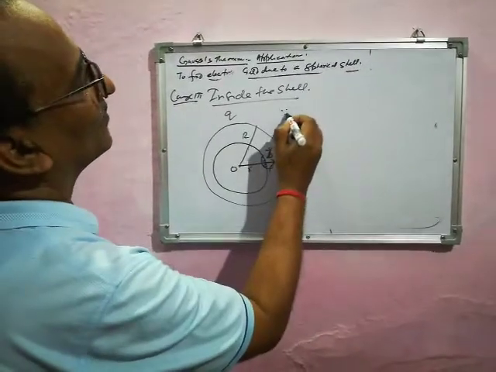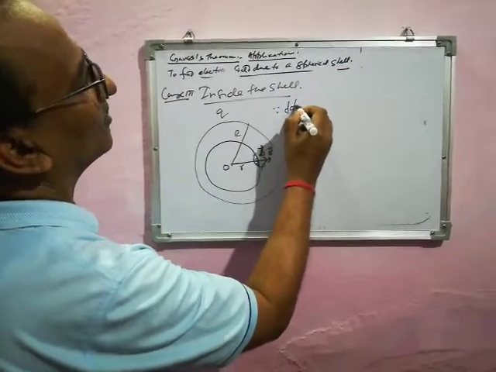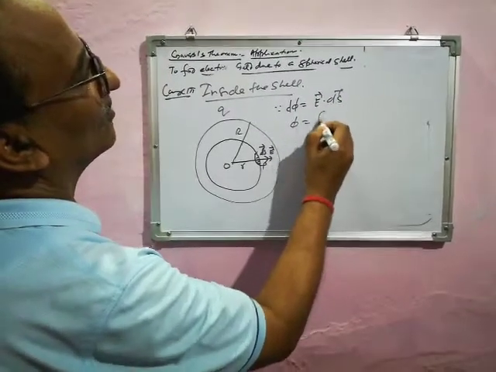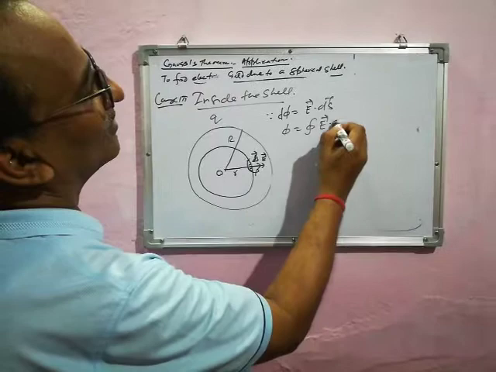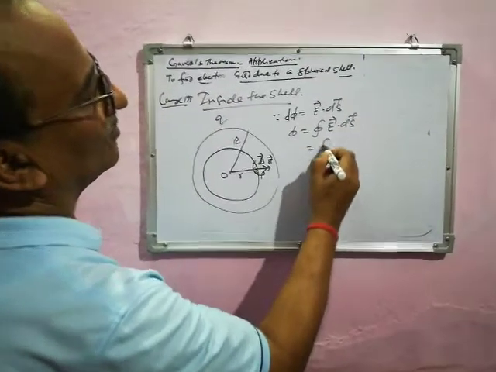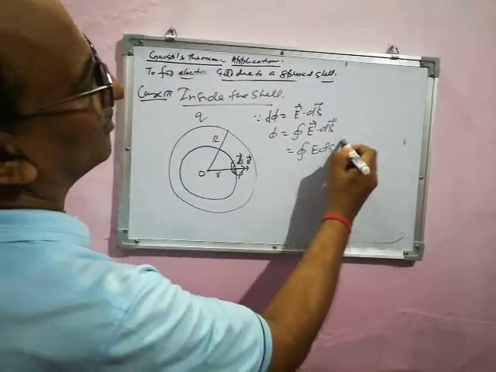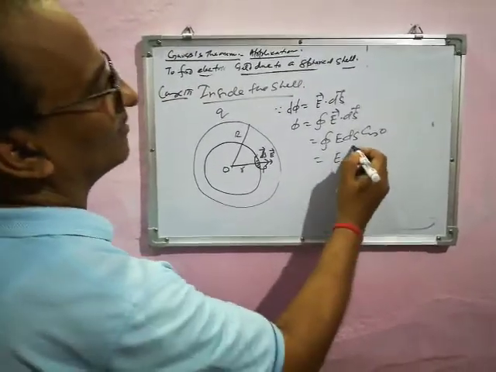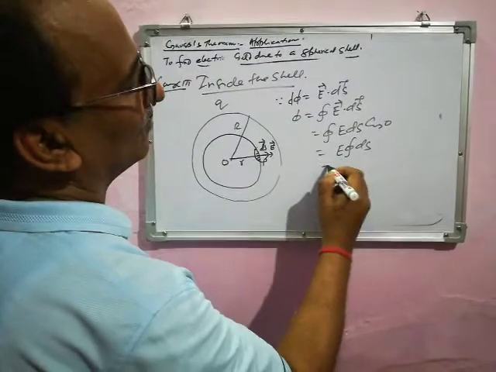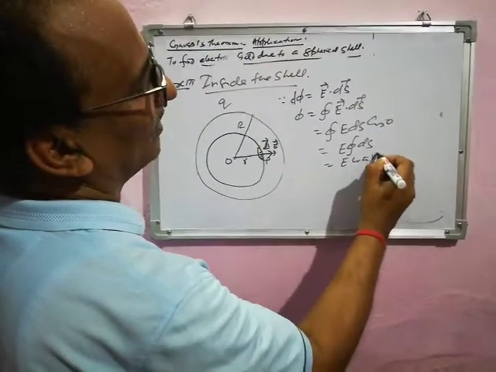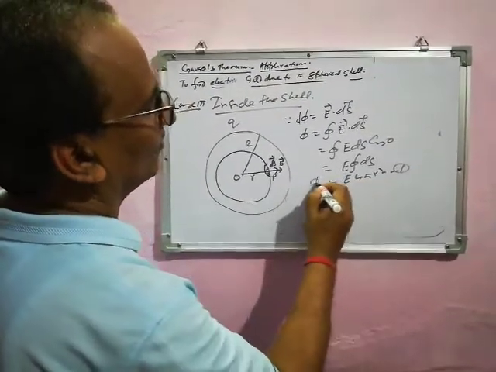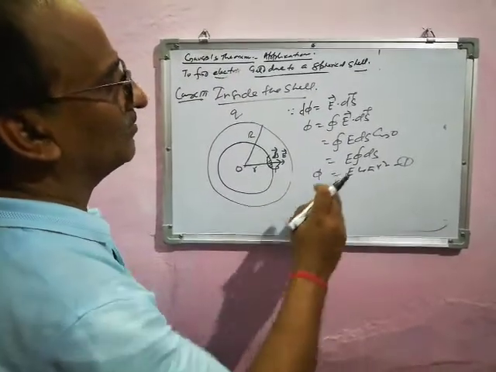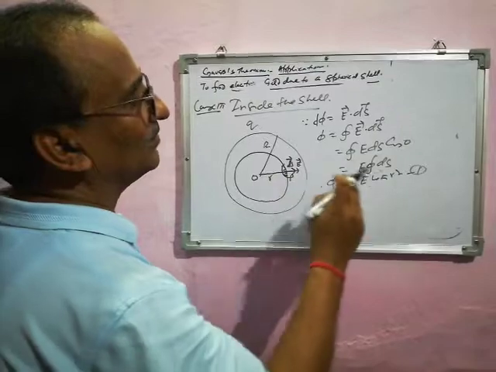Since d phi is equal to E dot ds, flux is equal to the integral of E dot ds. It is equal to E ds cos 0. It is equal to E times the integral of ds, which is equal to E into 4 pi r square. It is the value of the flux according to the definition if we consider the value of E inside to be E.